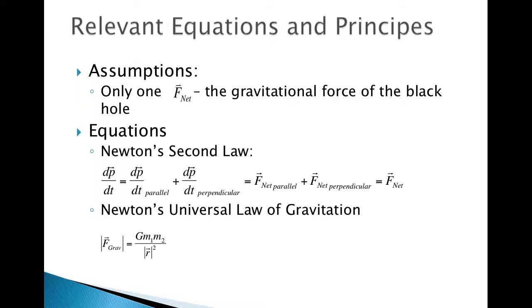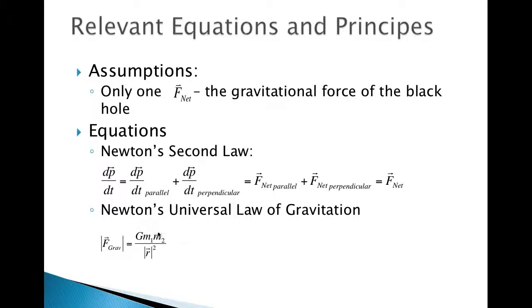One of the assumptions that had to be made was that the net force was equal to the gravitational force of the black hole upon the star itself. And the two equations that were utilized were Newton's second law, which is defined as the change in momentum over the change in time, equal to its parallel and perpendicular components, which is then equal to the parallel and perpendicular components of the net force, which is equal to the net force as a whole.